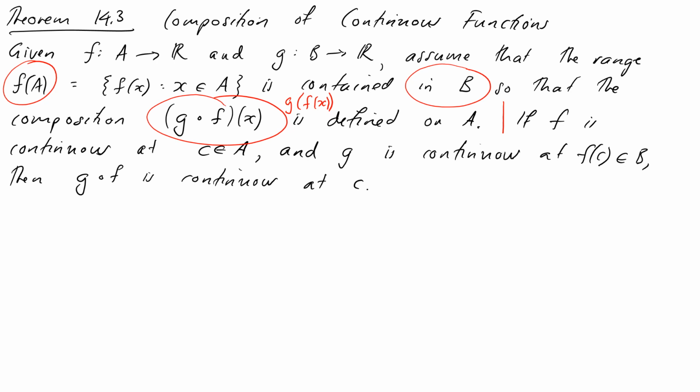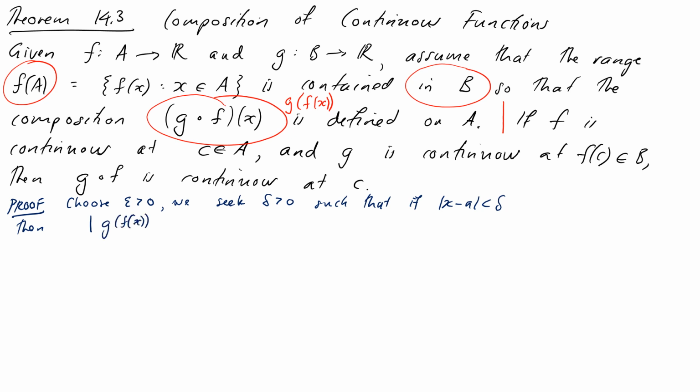Okay, let's write down what we need. So proof. I'll write a little bit smaller. We'll start with our template. This is our continuity template. Choose epsilon greater than 0. We seek delta greater than 0, such that if absolute value of x minus a is less than delta, remember this is continuity, so we don't need to put the 0 on, then absolute value of our composition, which is going to be g of f of x minus g of f of a, is less than epsilon.